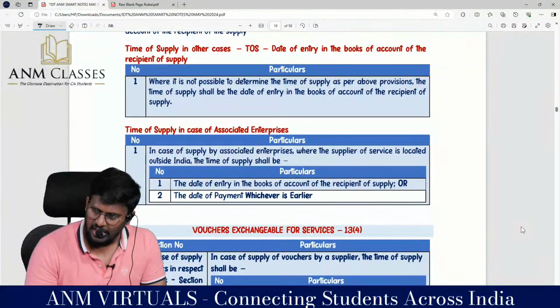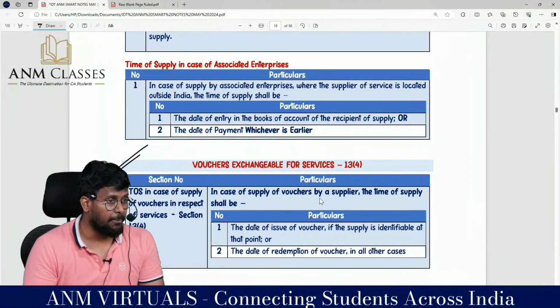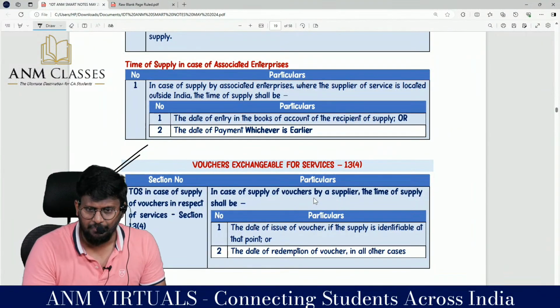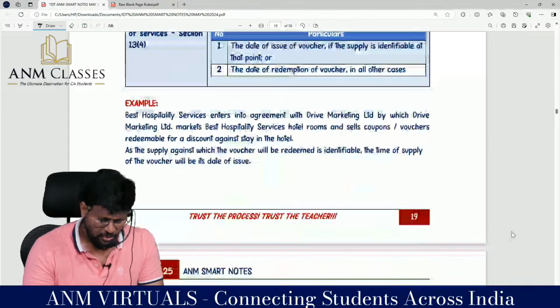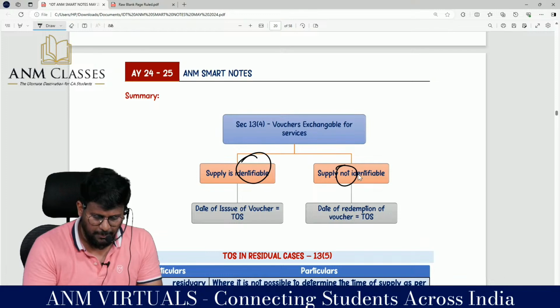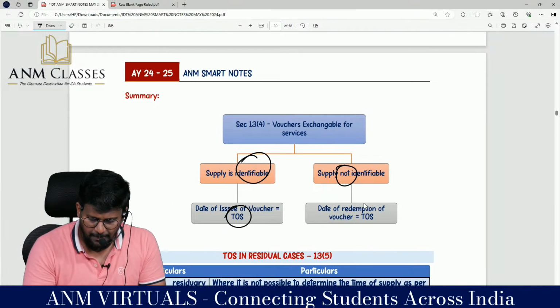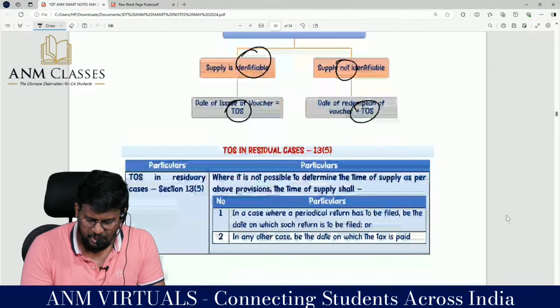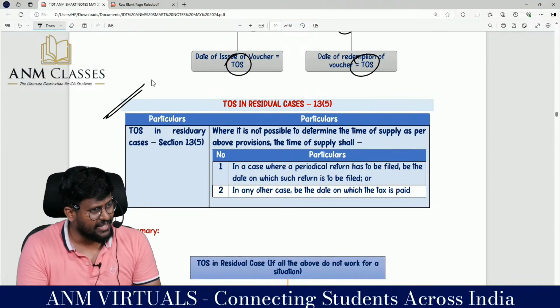Yes sir. With regard to section 13 subsection 4: what is 13.1? Liability for payment of tax arises at... What is 13.2? What is 13.3? What is 13.4? You have to check whether the supply is identifiable or not. If the supply is identifiable, the time of supply is equal to the date of... If the supply is not identifiable, the time of supply is equal to the date of... We are not reckoning. What are the cases in 13.5?